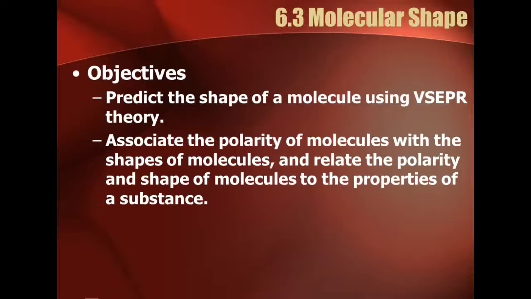Please get out your outline and turn to page 5 for section 3. The objectives today, what we're going to be talking about, predicting the shape of a molecule using the VSEPR theory. VSEPR is said "VESper." The second objective of today is to associate the polarity of molecules with the shapes of molecules and relate the polarity and shape of molecules to the properties of a substance.